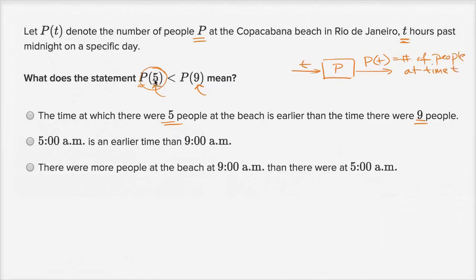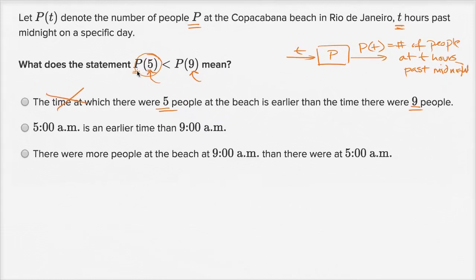This is the time, t hours past midnight. So we can definitely rule this out. This isn't talking about 5 people and 9 people. This is talking about 5 hours after midnight as input, and how many people we have 5 hours after midnight is how many people we have 9 hours after midnight.